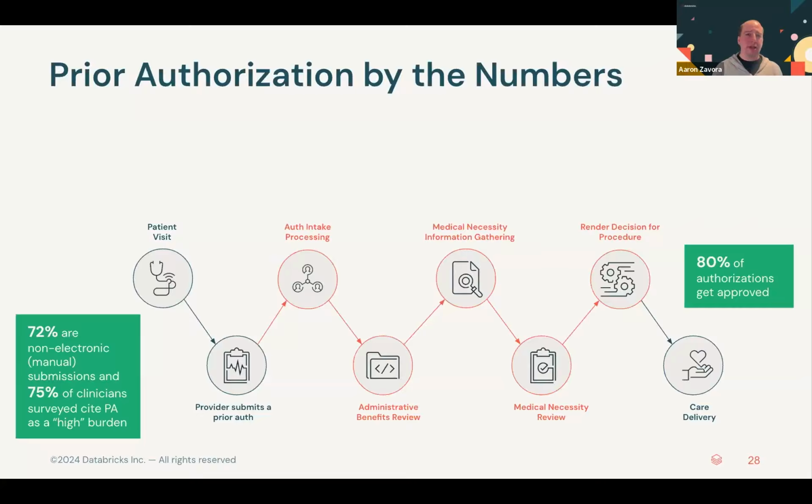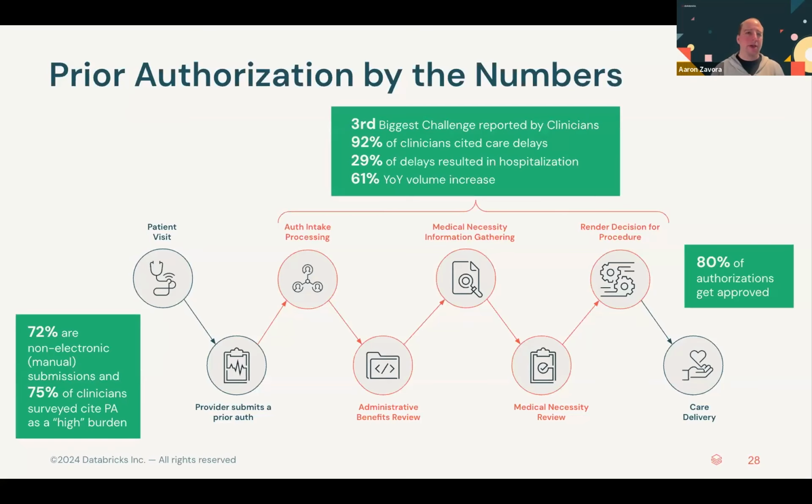So a lot of work on the front end, when at the end of the day, most of these authorizations are getting approved. However, if we look across this whole ecosystem, prior authorization has been the third biggest challenge reported by clinicians. 92% of clinicians cited this as causing care delays. And out of those care delays, 29% of them have resulted in hospitalizations.